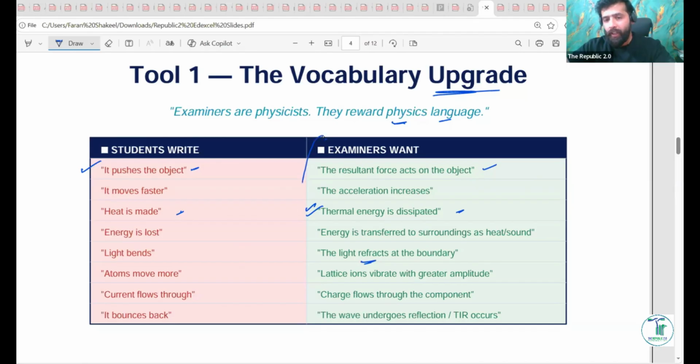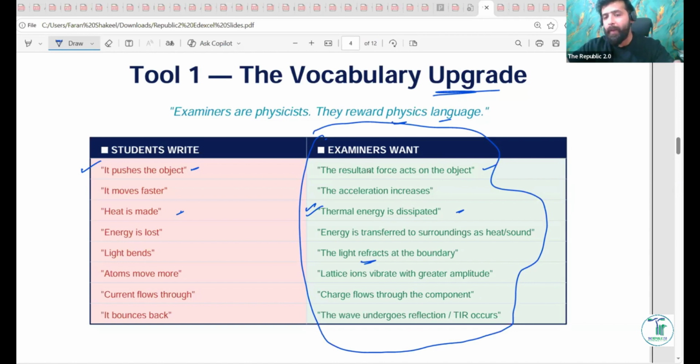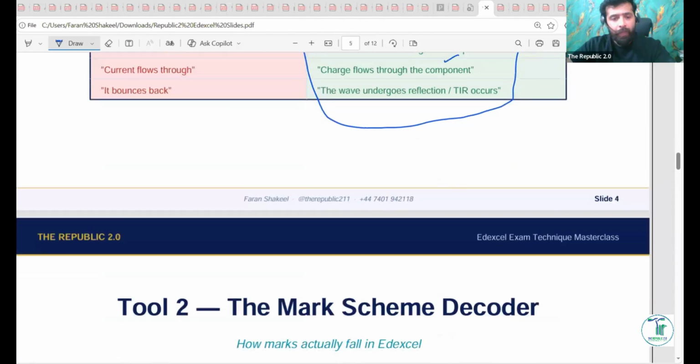So in this block, if you just look into it, you can see how physics vocabulary is being implemented. "Atoms move more" can be written as lattice ions vibrate with greater amplitudes. "Current flows through" what? You need to talk about some sort of a component. "It bounces back" is very layman. Write: the wave undergoes reflection, or total internal reflection happens. So whenever you are writing an answer in your physics paper, you need to be very specific and you need to use the language of physics, right? Not a random language, as if you're trying to make a friend understand a topic.